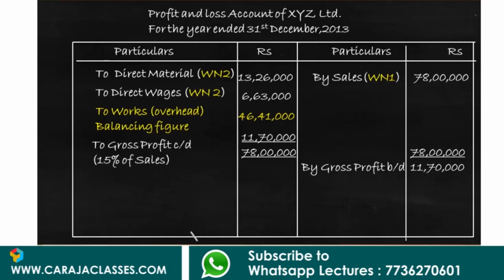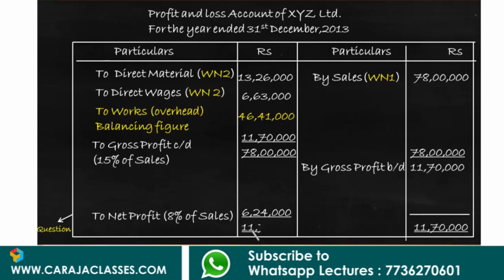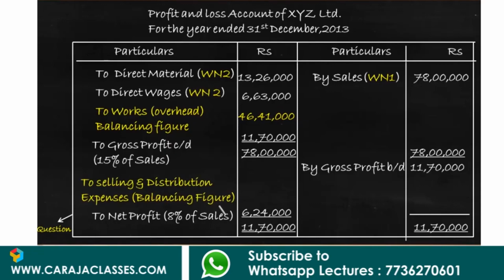And in the question we have information about net profit, which is 8% of sales. So 78 lakh into 8% is 6 lakh 24,000. So we don't have any other information. So we'll take the total on the higher side, which is 11 lakh 70,000. So 1170 minus 624 would be the selling and distribution expenses. They are basically a balancing figure, and it is 5 lakh 46,000. So we have prepared the profit and loss account.